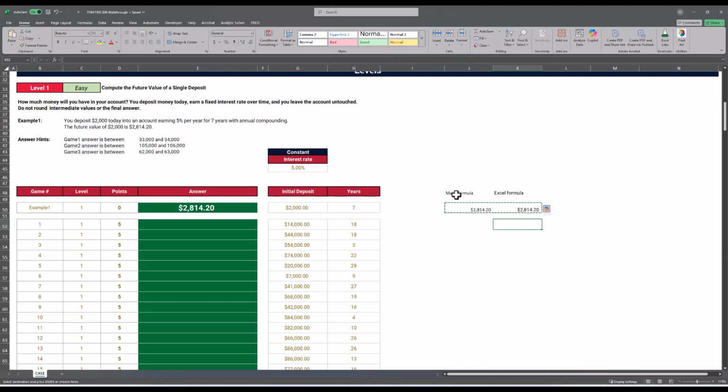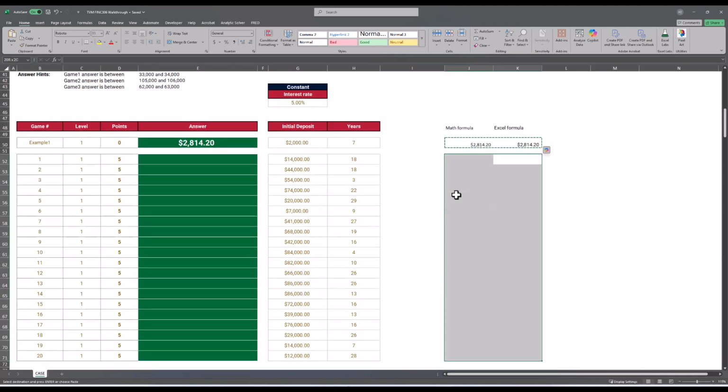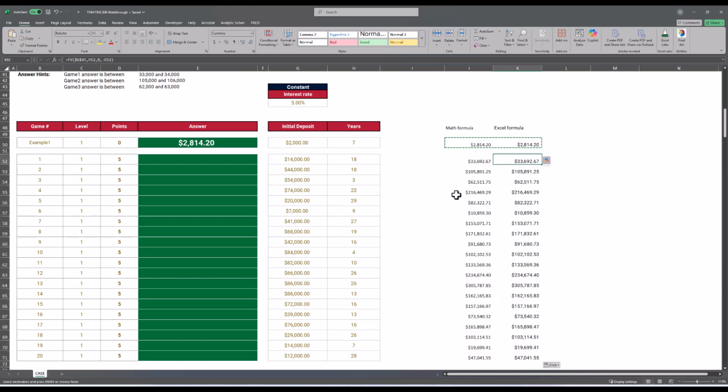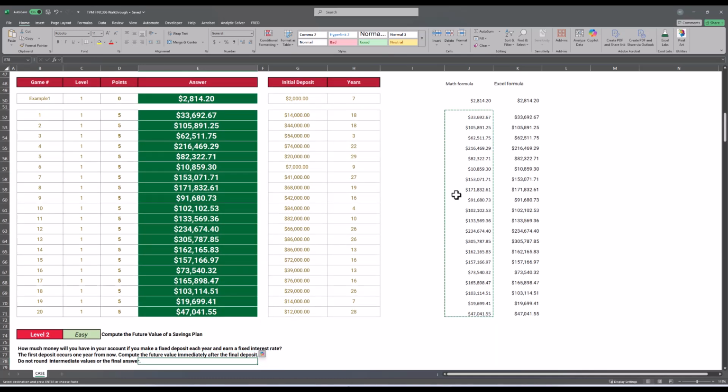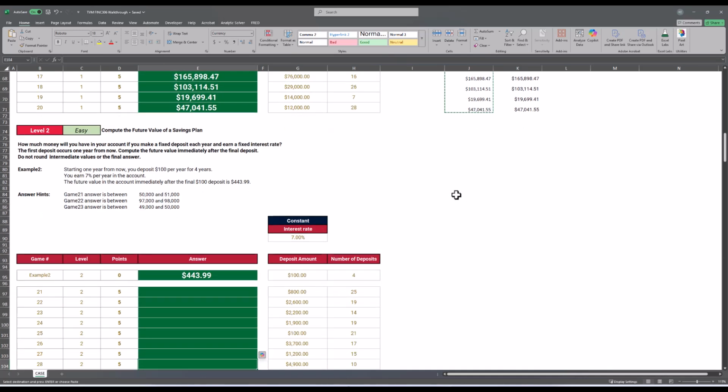So I'm going to copy these cells and paste them down. And now I've got the answers to each one of the games. So I can quickly copy and paste values over into the answer blanks, and I'm done with level 1. Move on to level 2.